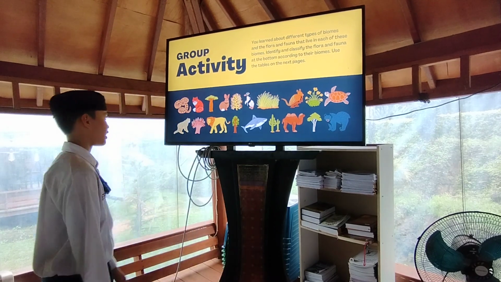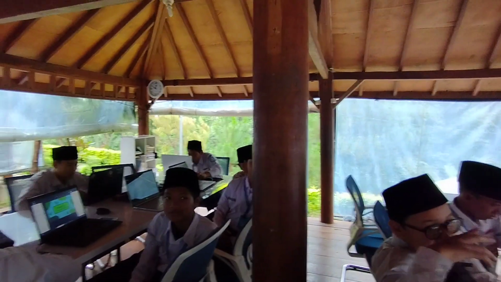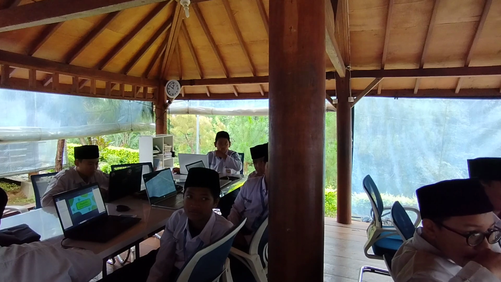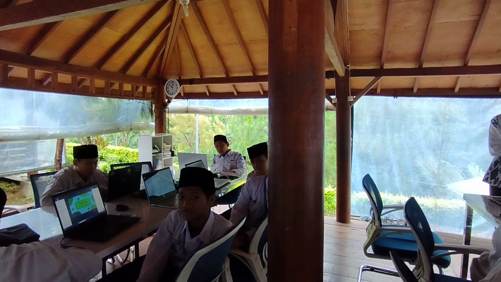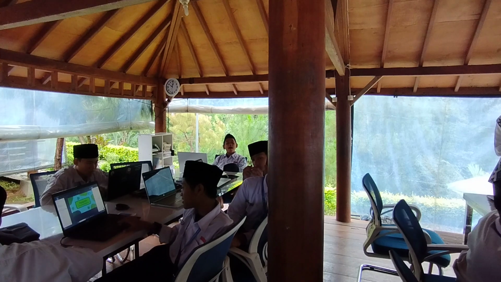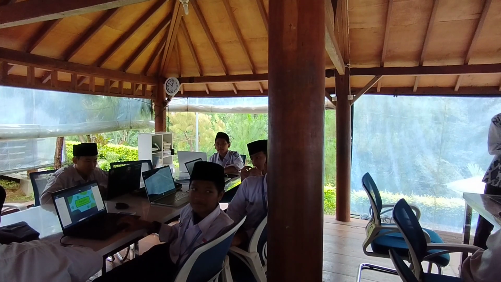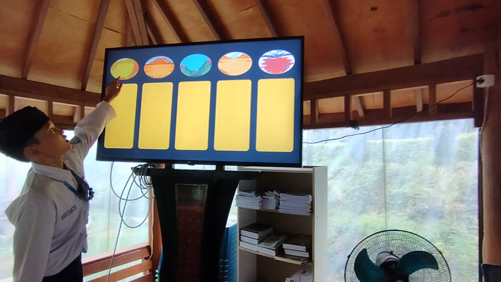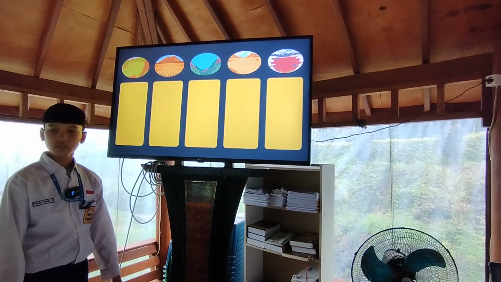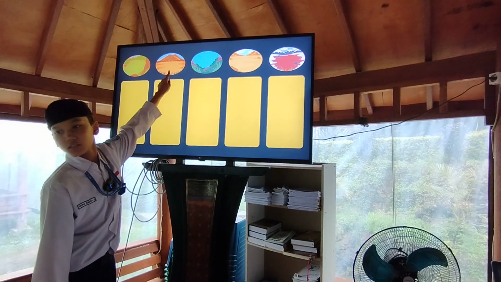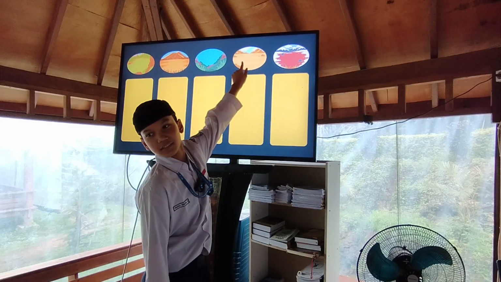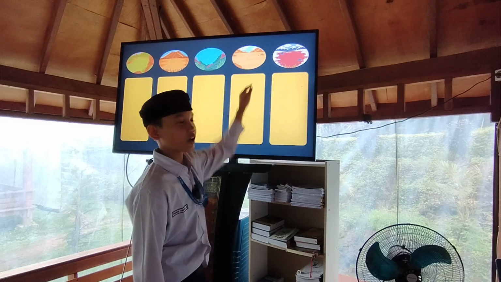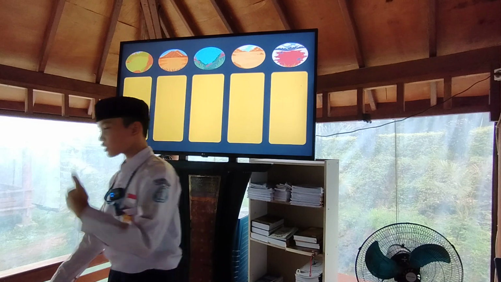How about this one? What biome does this animal live in? Only half right, it's actually aquatic. Okay, good. And now, tell me, what is this biome called? Forest. Okay, good, Tarik, 1 point. And what is this? Desert. Okay, what is this? Ocean. Aquatic. Okay, good. What is this? Grassland. Okay, good. And what is this? Iceland. No. Okay, good, Kenzi.